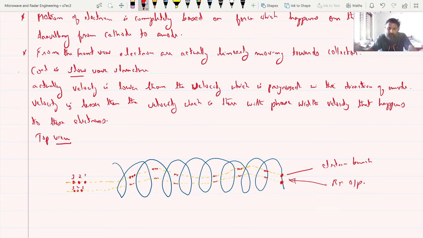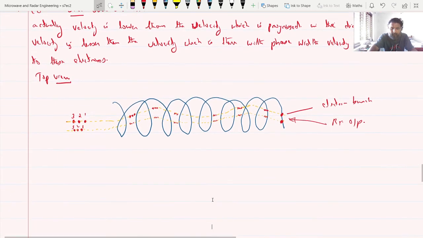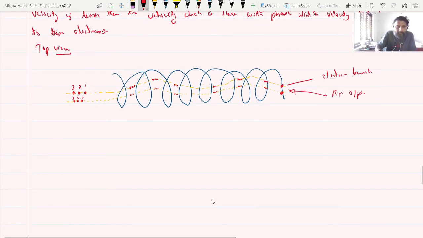So the reason is the magnetic field. For example, if I am taking 16 electrons here, one minute, I will just show you that one. 1, 2, 3, 4, 5, 6, 7, 8, 8 in the first section, 1, 2, 3, 4, 5, 6, 7, 8. So there are 16 electrons.